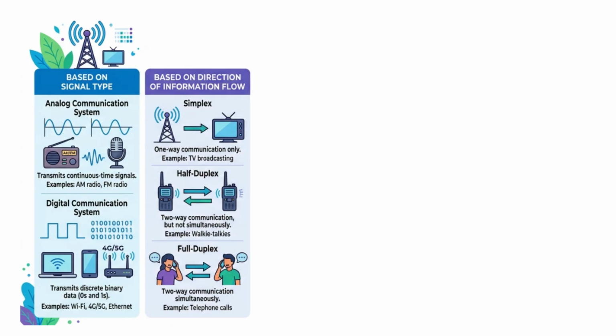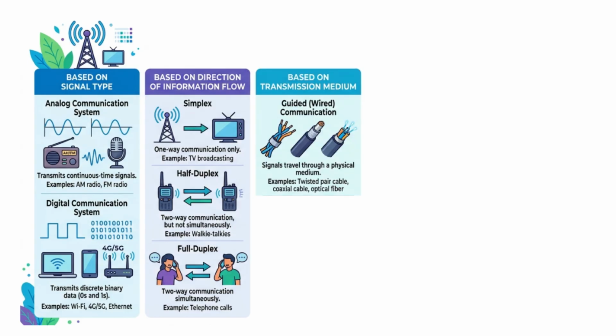Now let's look at classification based on the transmission medium. In a guided communication system, signals travel through a physical path such as cables. These include twisted pair cables, coaxial cables, and fiber optic cables. For example, in a home internet connection, fiber optic cables carry high-speed data over long distances with very low loss. Guided systems are generally more stable and secure because the signal is confined inside the cable.